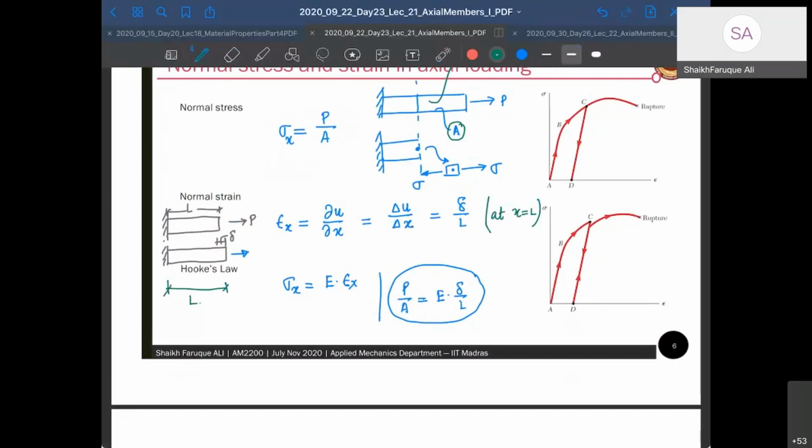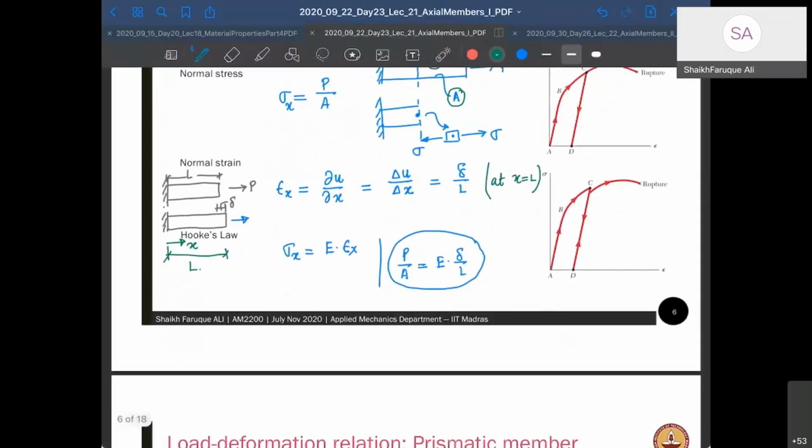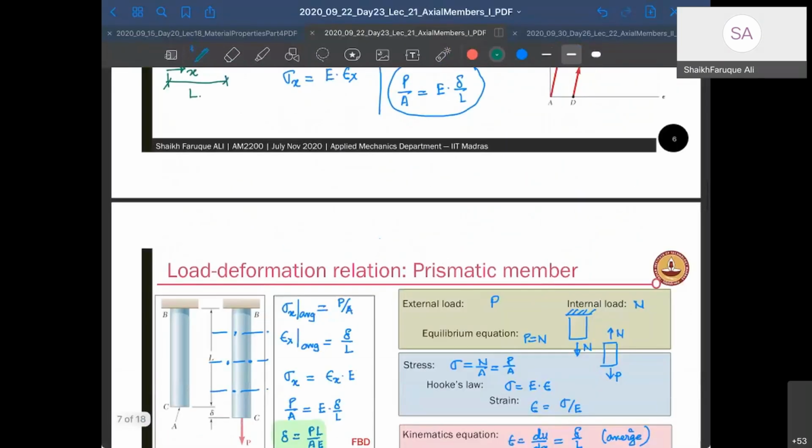This is L and this direction is x. So at x equal to 0, what are the boundary conditions that I have? Let us write the boundary conditions now. For this member, we have the boundary conditions.